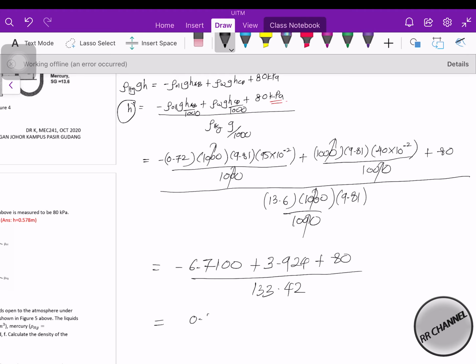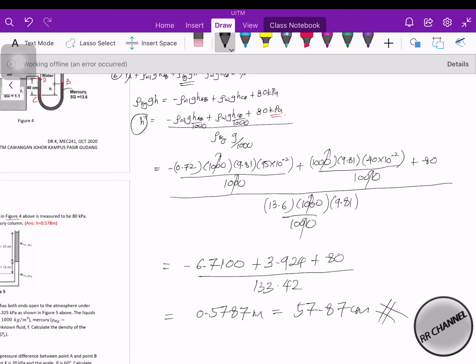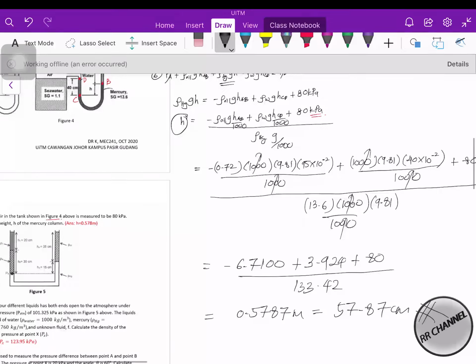So you get the answer as 0.5787 meter, which is equivalent to 57.87 centimeter. Okay, that's about question number 6.